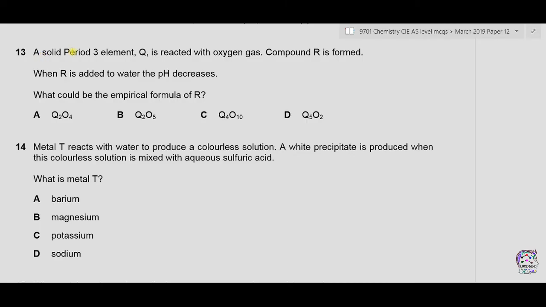Question number 13. A solid period 3 element Q is reacted with oxygen gas. A compound R is formed. When R is added to water, the pH decreases. What could be the empirical formula of R? In the question, they have given a solid from period 3 which forms oxide upon reaction with oxygen gas, and compound R is actually oxide of period 3.